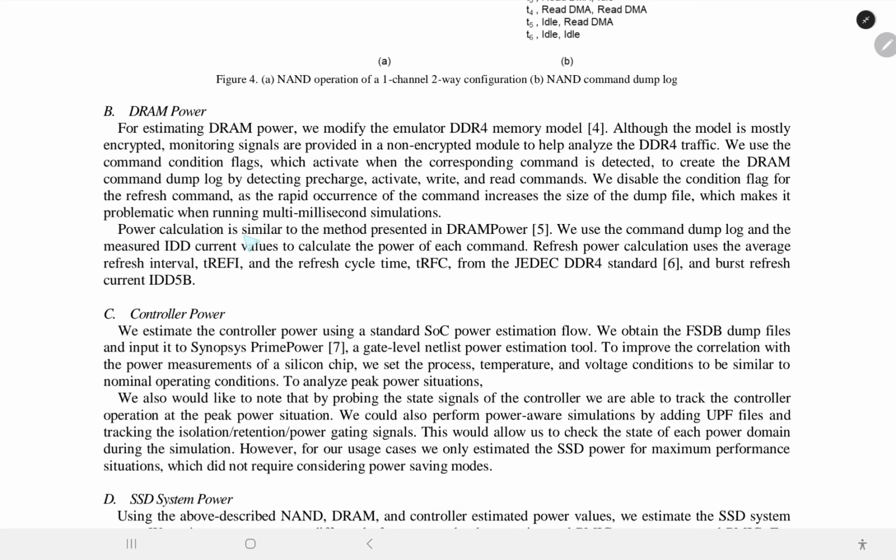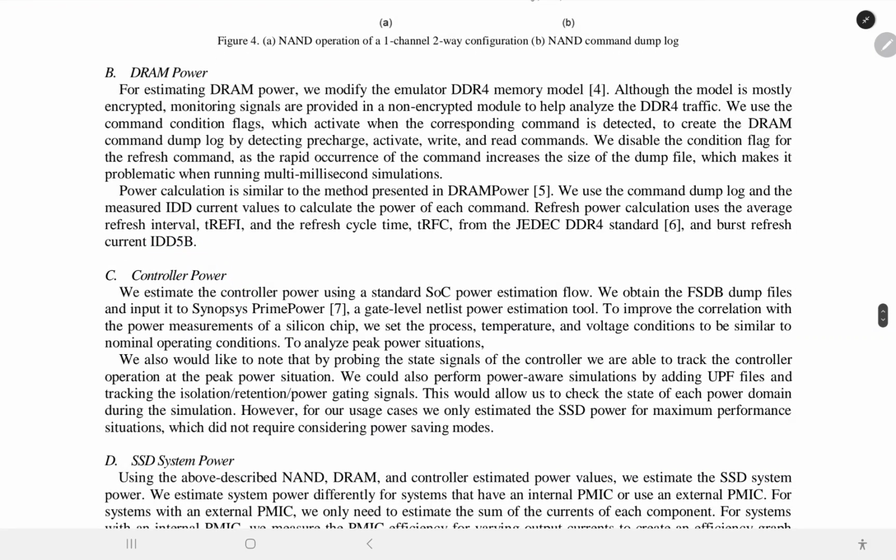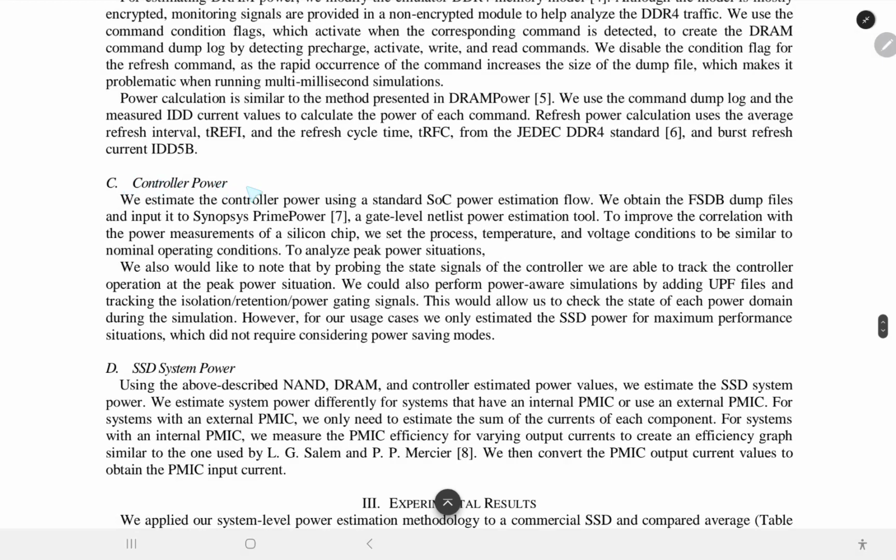Power calculation is similar to the method presented in the DRAM power section. We use the command dump log and the measured IDD current values to calculate the power of each command. Refresh power calculation uses the average refresh interval tREFI and the refresh cycle time tRFC from the JEDEC DDR4 standard, and the burst refresh current, IDD5B. C is controller power.